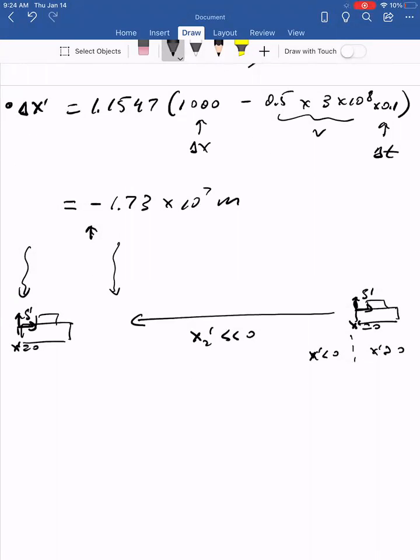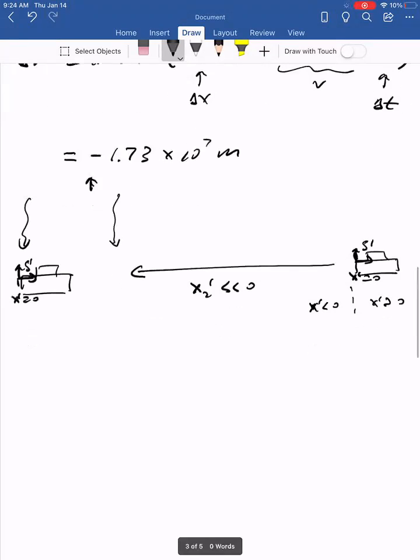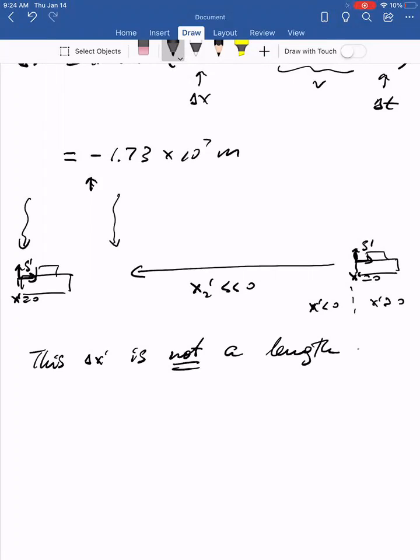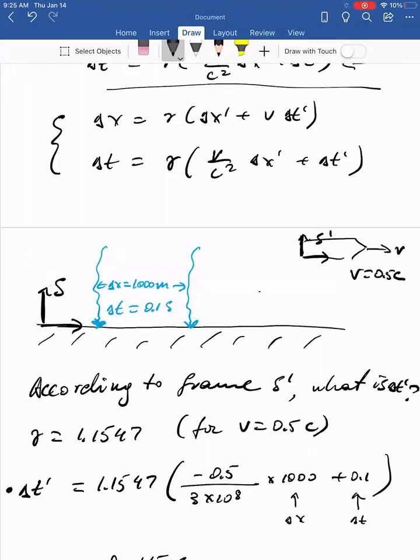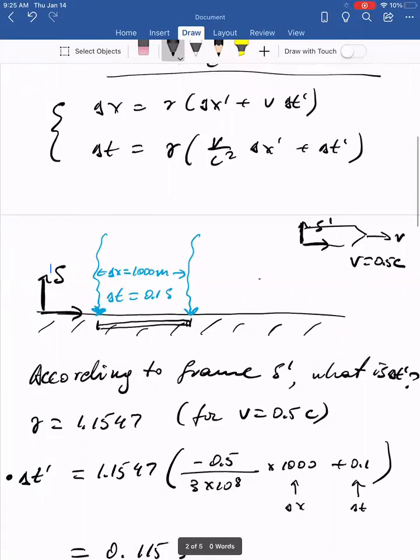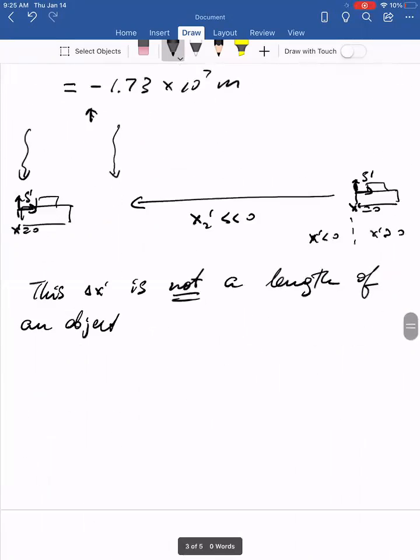I want to call your attention to a couple of important points here. This delta x is not a length of an object. Remember I said that the lightning strikes make craters. So there's a physical segment. You could lay out a rod of length 1,000 meters in between the craters. The length of that rod is 1,000 meters as seen from the ground. The length of that rod is even less than 1,000 meters when calculated using our system of rulers and clocks in the spaceship's coordinates. So clearly this is not the length of that rod.